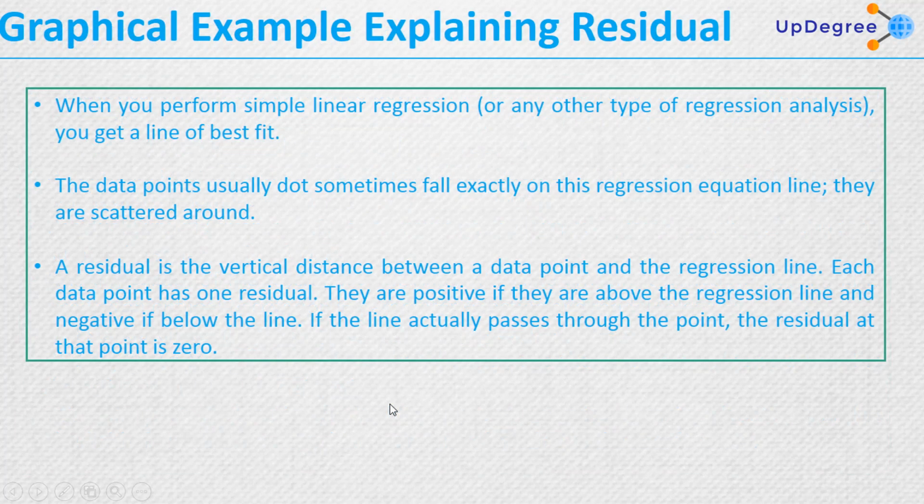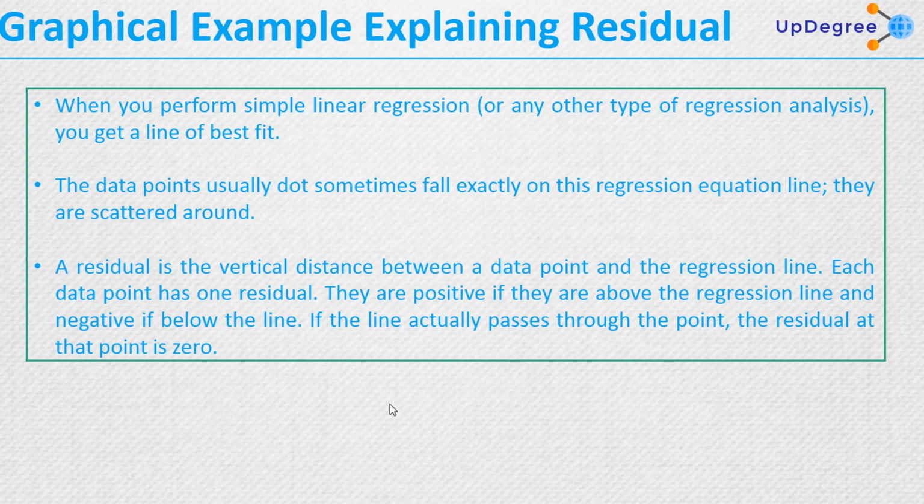Now we shall go for one graphical example explaining the residual. When we perform simple linear regression or any other type of regression analysis, you get a line of best fit. That means multiple points will be there. Say in case of a scatter plot, along the x-axis we have plotted some variable, along the y-axis we have plotted another variable. So the independent variable will be plotted along the x-axis and the dependent variable along the y-axis, and some dots will be obtained, and that plot is known as the scatter plot.